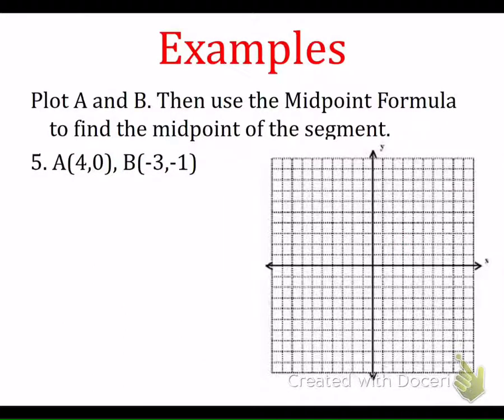All right, so for number 5, we need to graph (4, 0). So we go right 4, and we don't go up and down at all. That's A. B is left 3, down 1. And then we're trying to find the middle of that segment. The side of your idea is really good for graphing.